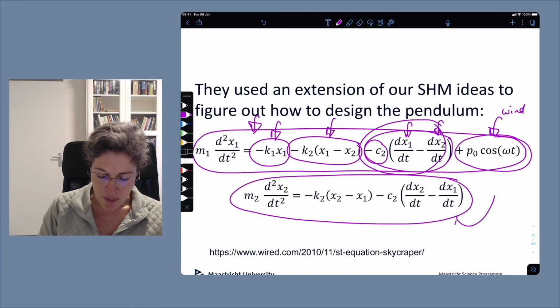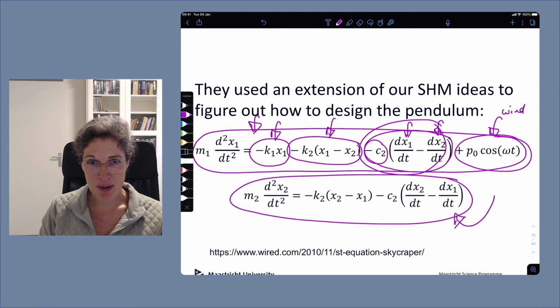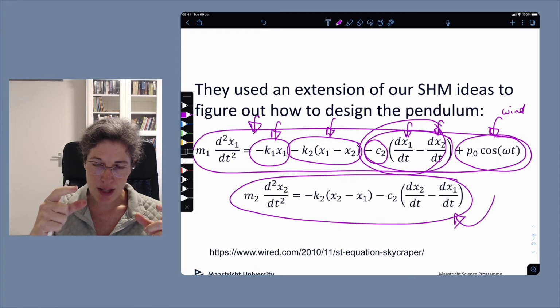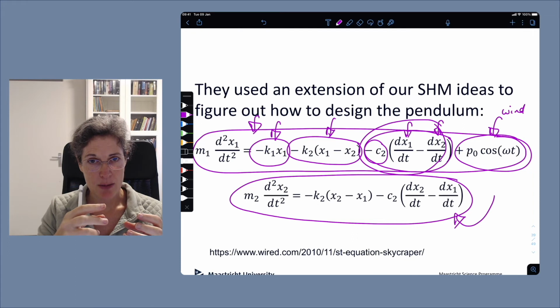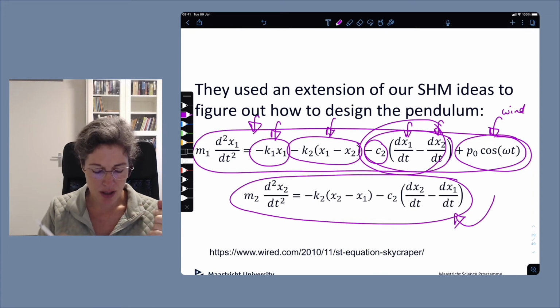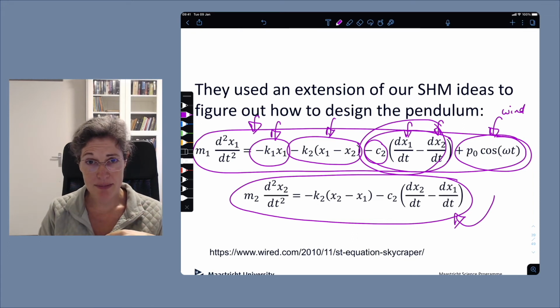You can do the same thing for the pendulum. So you can think through what each of those terms is over there. And then basically by solving these two equations together, you can get the optimal way of building the pendulum to dampen the vibrations in your building. There's plenty on the internet about it, but it's pretty cool.